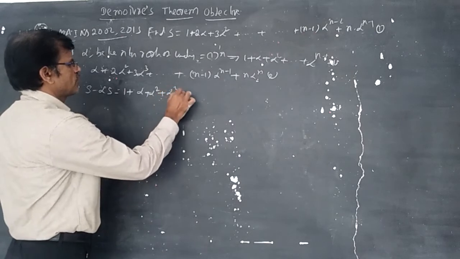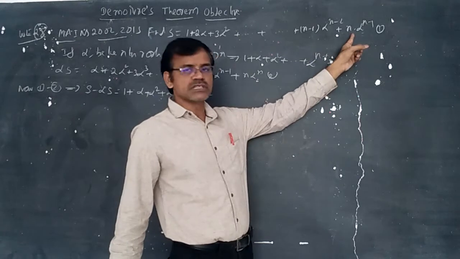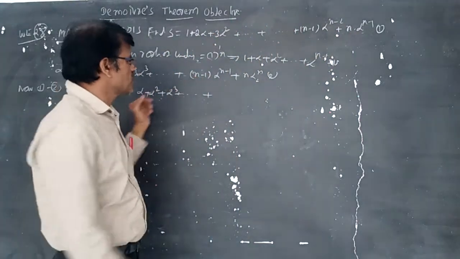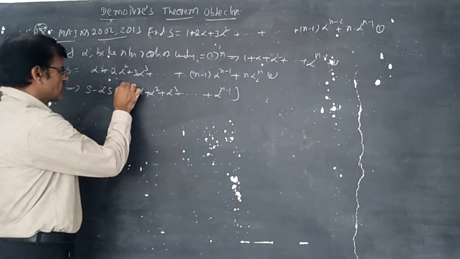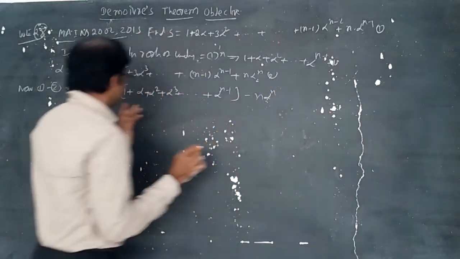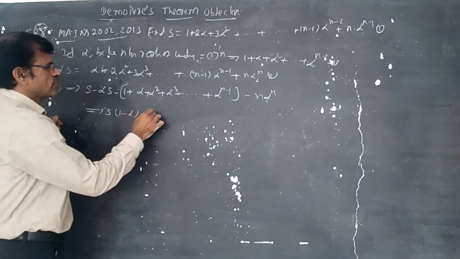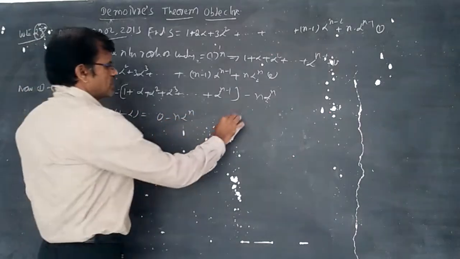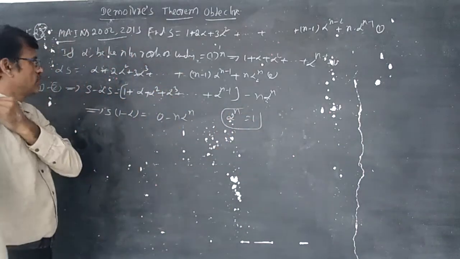Next you will get alpha cube plus so on until here n minus 1. See this one, n minus 1, so n minus n plus 1, so this is alpha power n minus 1, within bracket to write here until here, plus at last this is minus n alpha power n. That implies s taken common here, 1 minus alpha is equal to, of course this is 0, minus n into alpha power n, because alpha power n is equal to 1.